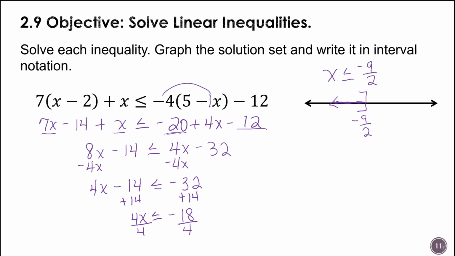Remember, we have to identify our location on the graph. And in interval notation, this is negative infinity to negative 9 halves. Put the bracket because it's or equal to. Also, it's going to be the same thing that you put on your graph.